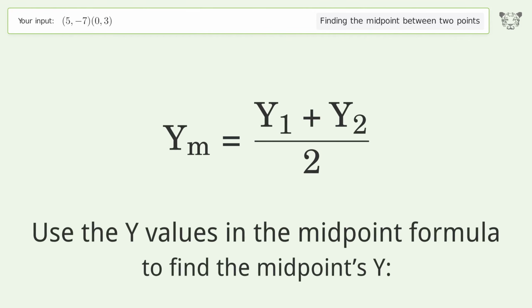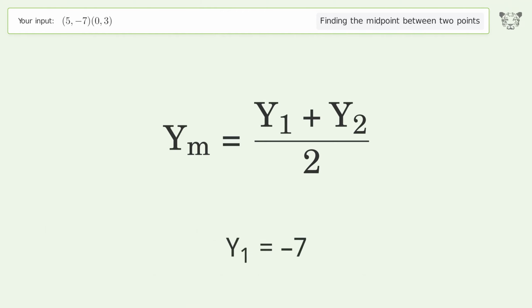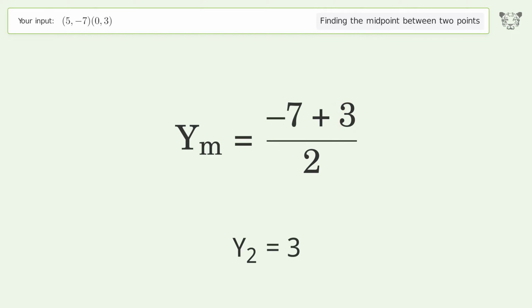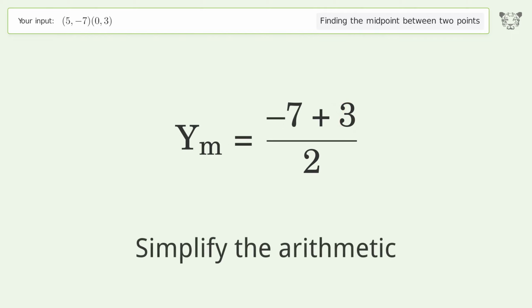Use the y values in the midpoint formula to find the midpoint's y. y1 equals -7. y2 equals 3. Simplify the arithmetic.